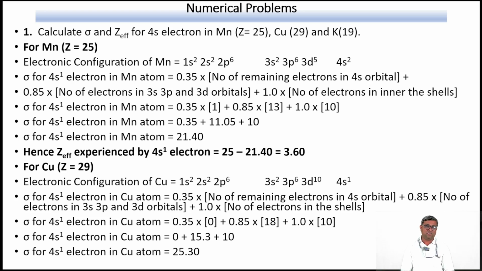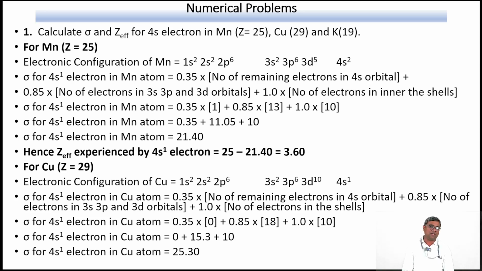In your examination, such a calculation of sigma and effective nuclear charge can be asked for 2 marks. So let us take an example. The question can be asked like this: calculate sigma and Z effective for the 4s electron of manganese having atomic number 25, or copper having atomic number 29, and potassium having atomic number 19.